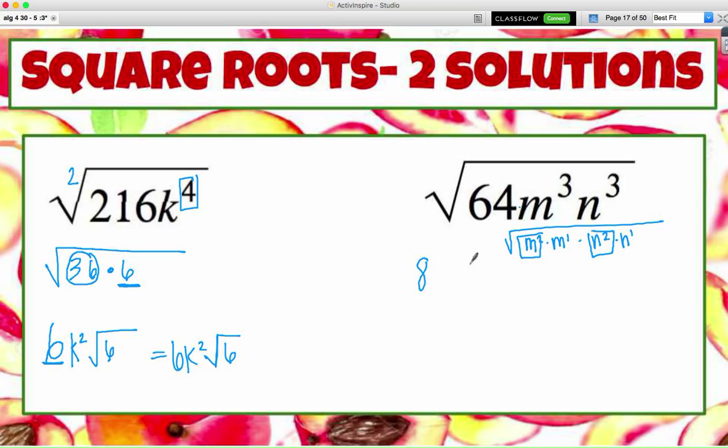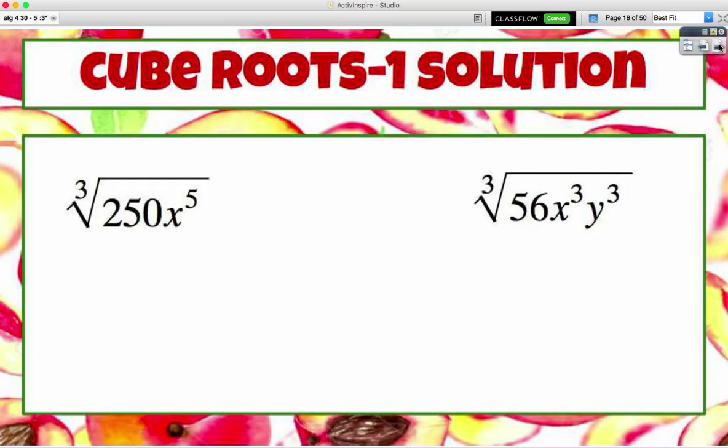Because I can take the square root of m squared and n squared. Square root of m squared is just m. Square root of n squared is just n. But underneath the radical, we still had one m and one n left that we were not allowed to take out by using the square root. So what you can take the square root of comes out front, and what you cannot is left underneath the radical.